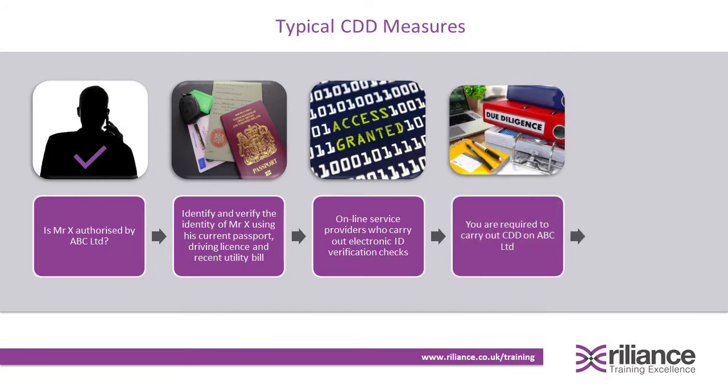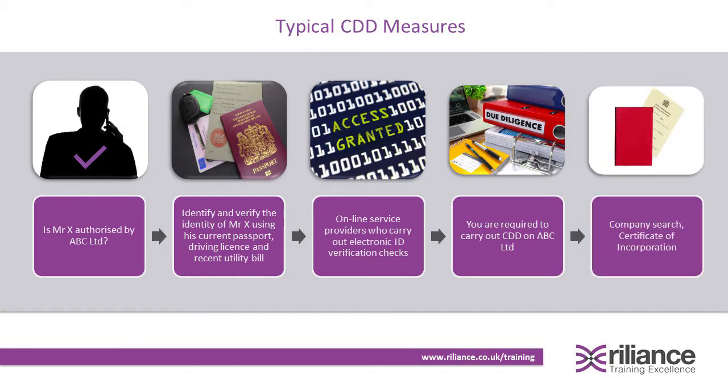As your client will be ABC Limited, you are required to carry out CDD on all your clients before entering into a business relationship. You should therefore carry out a company search on ABC Limited and obtain a copy of its certificate of incorporation. This will confirm the company's name, registered number, and date of incorporation. The search results should also provide information about the company's registered office, its directors and shareholdings, as well as registered accounting information.